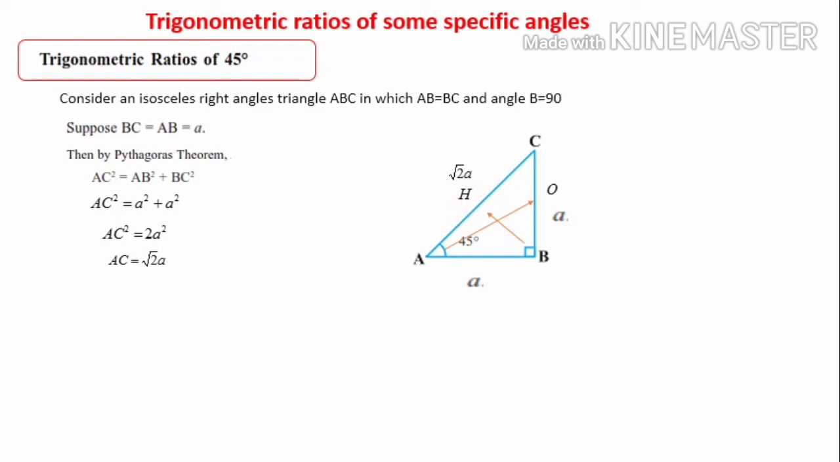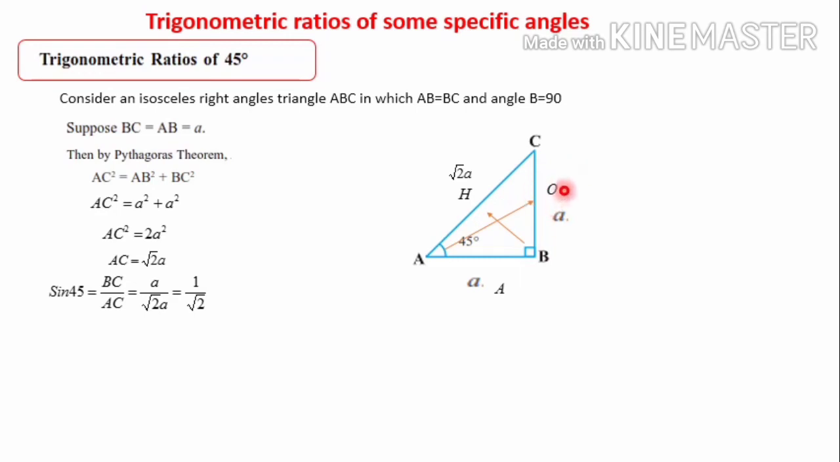H is already marked. O is angle 45 is our angle. So the side opposite to angle 45, that is O. Then the leftover side we will take it as A. Then sine 45 is equal to sine formula we know, that is O divided by H. Here I am not writing the formula because you have to write it from your memory. So sine 45, that is sine theta is equal to O divided by H.